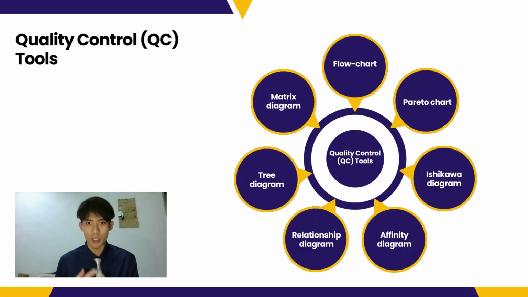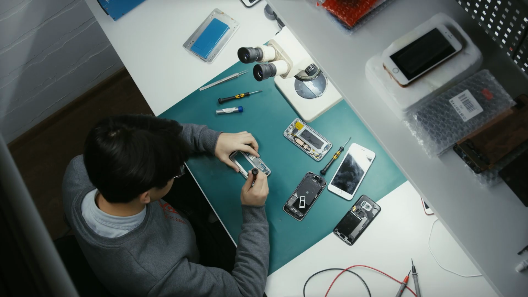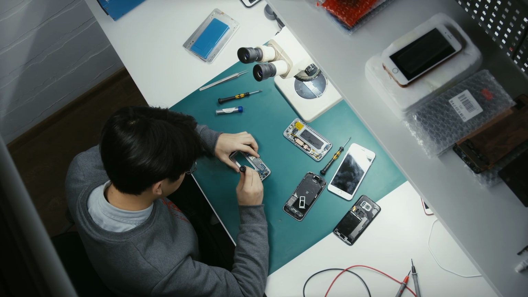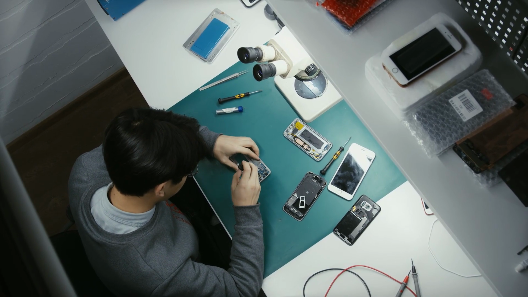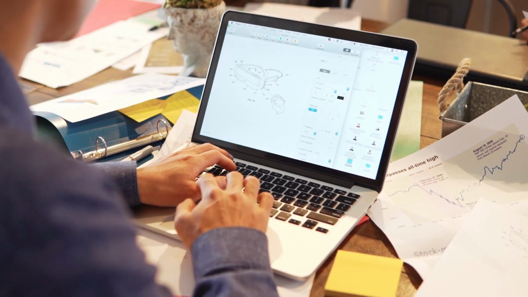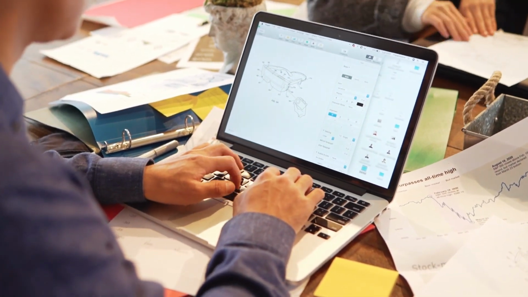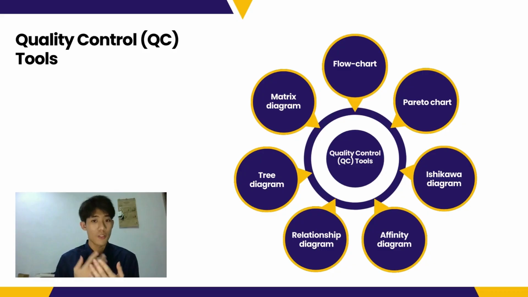QC tools are essential in modern business operations, particularly in precision-driven sectors like manufacturing and services. Traditional and advanced quality control tools help identify and resolve quality issues. In our project, we offer advanced methods for problem-solving and decision-making. These include affinity diagrams, interrelationship diagrams, tree diagrams, matrix diagrams, Pareto diagrams, Ishikawa diagrams, and flowcharts.